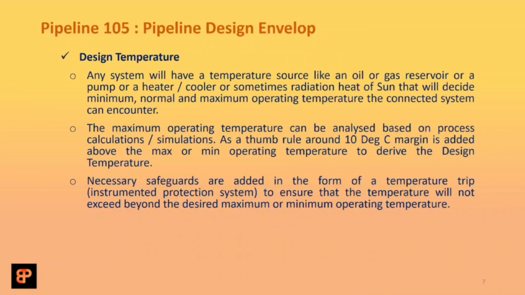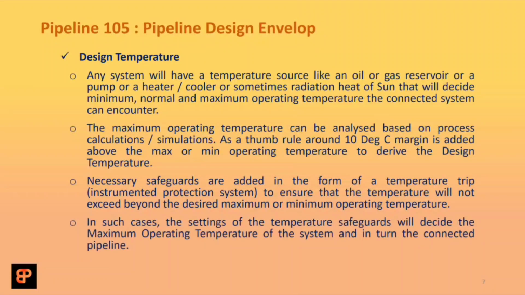So as I said, the necessary safeguards are added to ensure that the downstream system will not encounter more than the desired temperature. As we have seen, it is very important from the material perspective, and most of the time from the flow perspective as well, because it may change the flow parameters, and that might have some impact on flow capacities and pressures. So in such cases, the settings of temperature safeguards will decide the max operating temperature of the system, and then by adding the required margin, the design temperature will be selected for the connected pipeline.